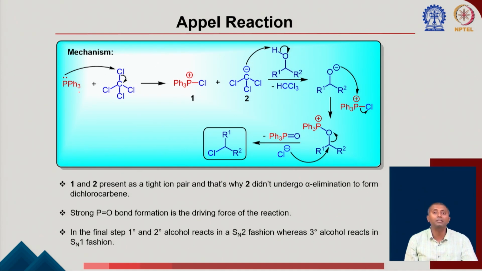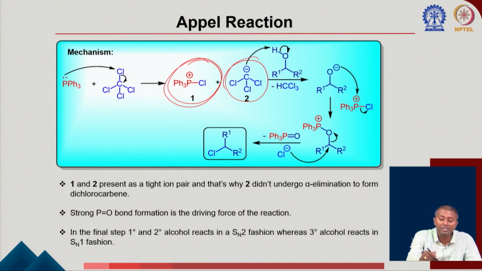The triphenylphosphine, again see, phosphorus is a nucleophile attacking the carbon tetrachloride, forming this very important species here, and at the same time you are generating this species. You must have seen at the beginning, when I was talking about the generation of carbenes, we talked about alpha elimination, but here the alpha elimination is not happening because these two species, 1 and 2, form a tight ion pair. So after this formation, this minus is able to abstract this proton from here, the OH proton. Now this O minus can immediately attack the phosphorus which has the positive charge.